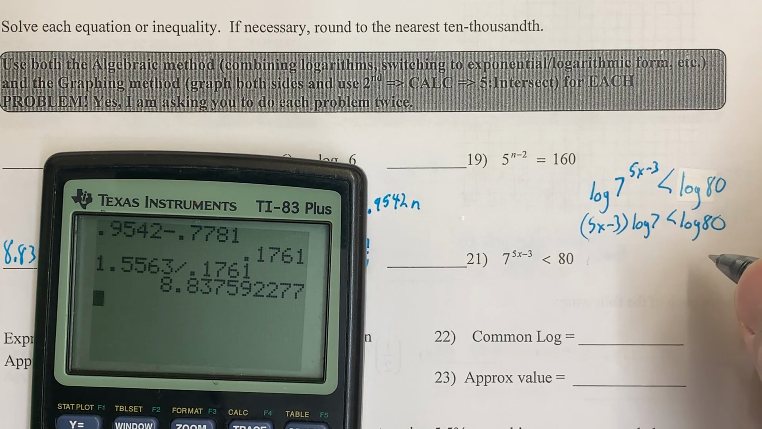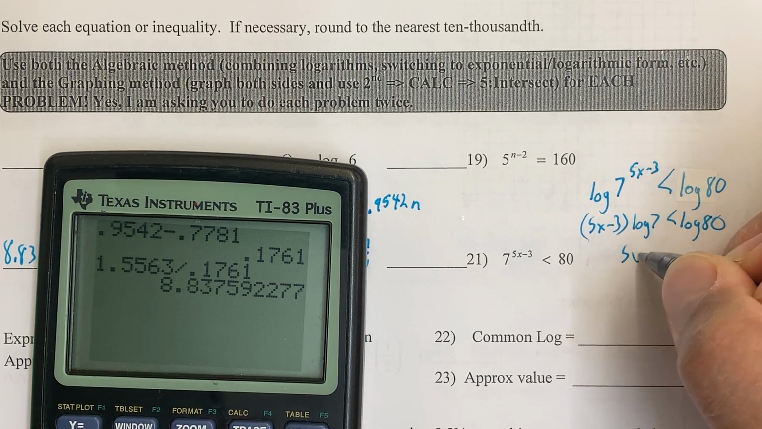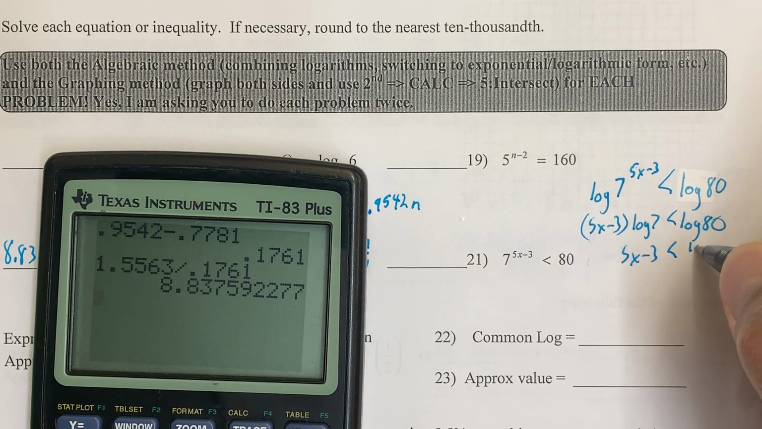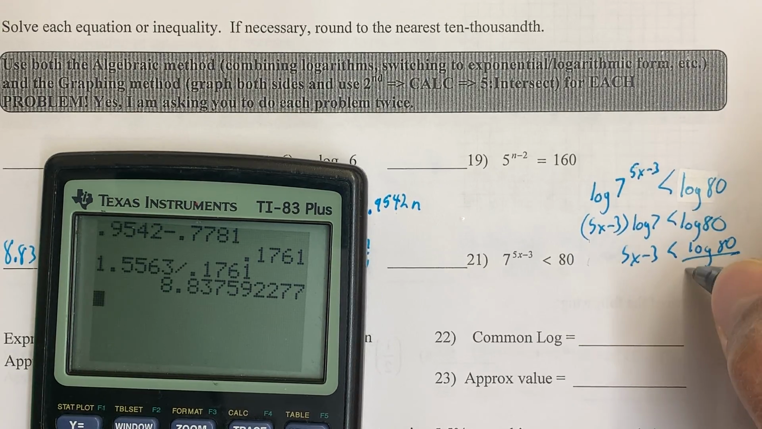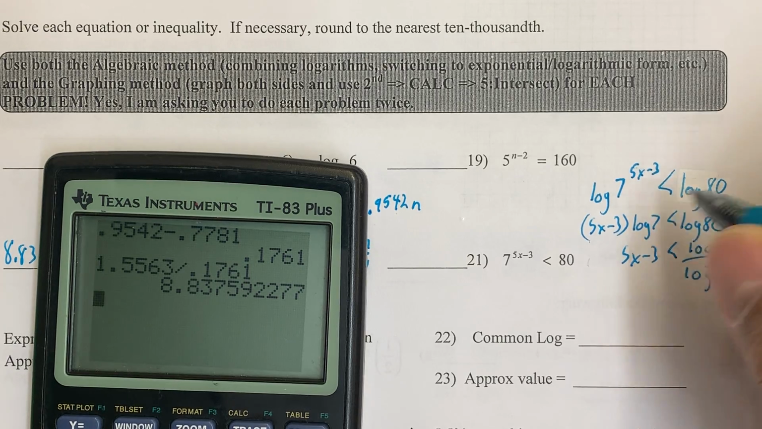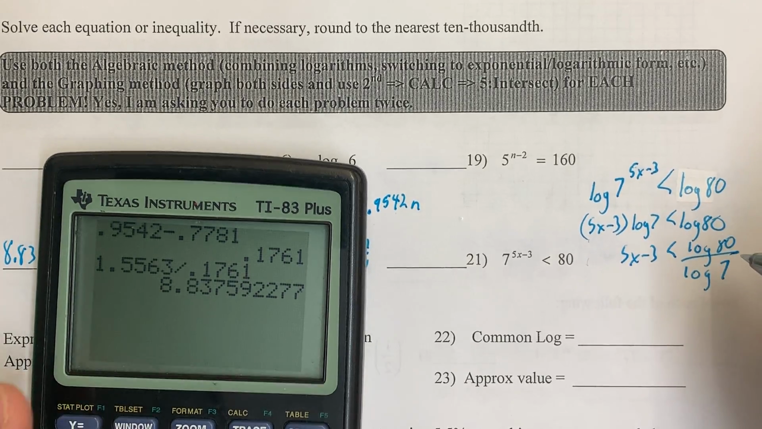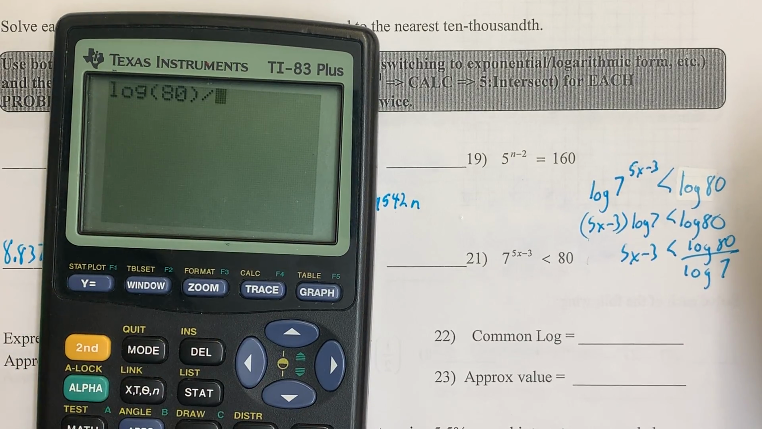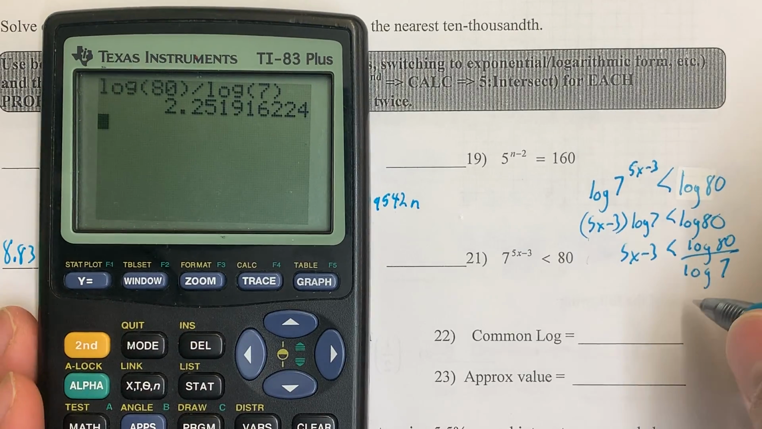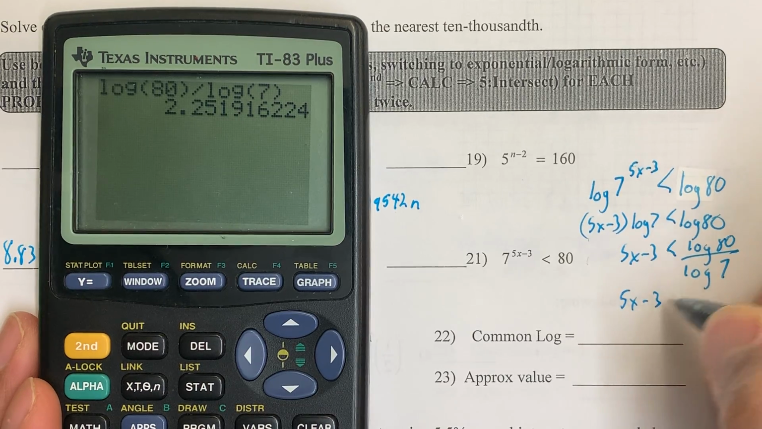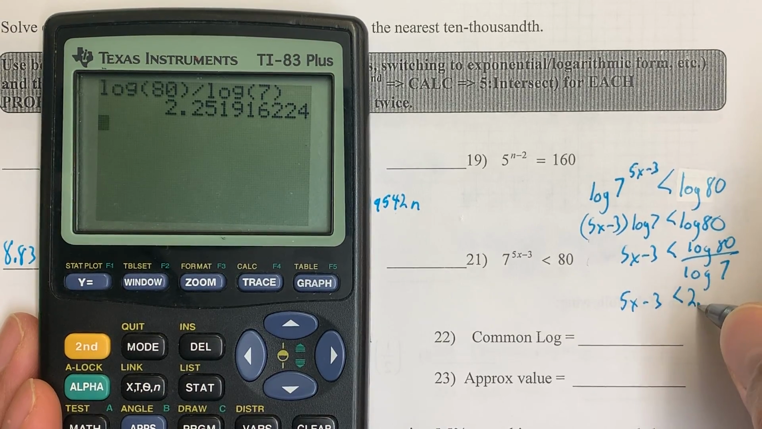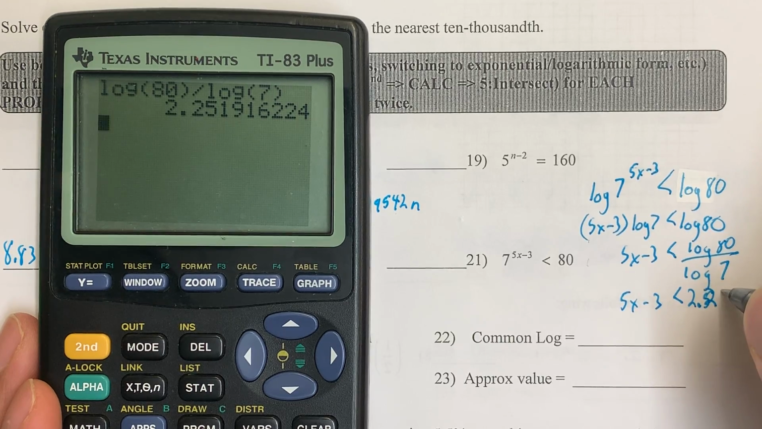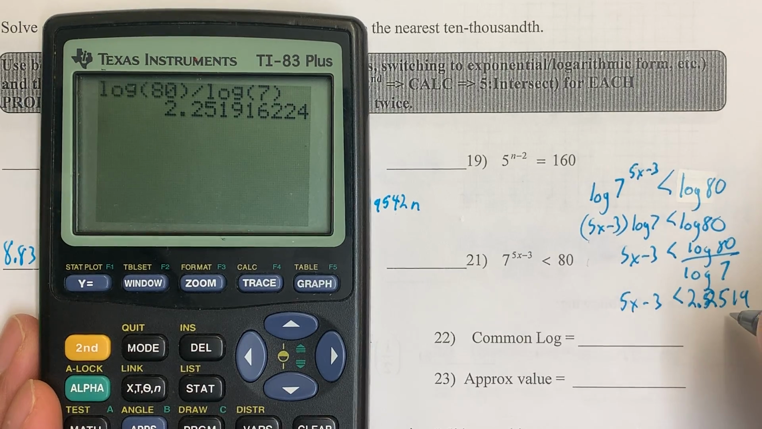Oh, yeah. 5x minus 3 is less than log of 80 over log of 7. This will come out to an ugly decimal, but we can still work with it. Log of 80 divided by log of 7. So it comes out to 2.2519. 5x minus 3 is less than 2.2519.